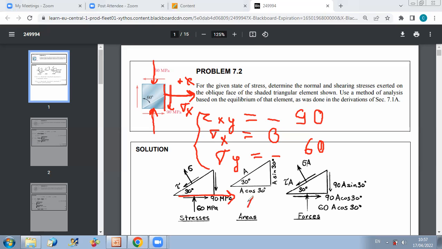This is x, and this is x prime. We rotated from x to x prime an angle of 30 degrees. So theta here is 30. So you can use the formulas developed before by plugging in theta as 30 degrees, sigma x 0, sigma y minus 60, and tau xy minus 90. You will obtain the same result that we'll get now, because they asked here for another method. They asked to do the method of analysis developed before for the equilibrium condition.